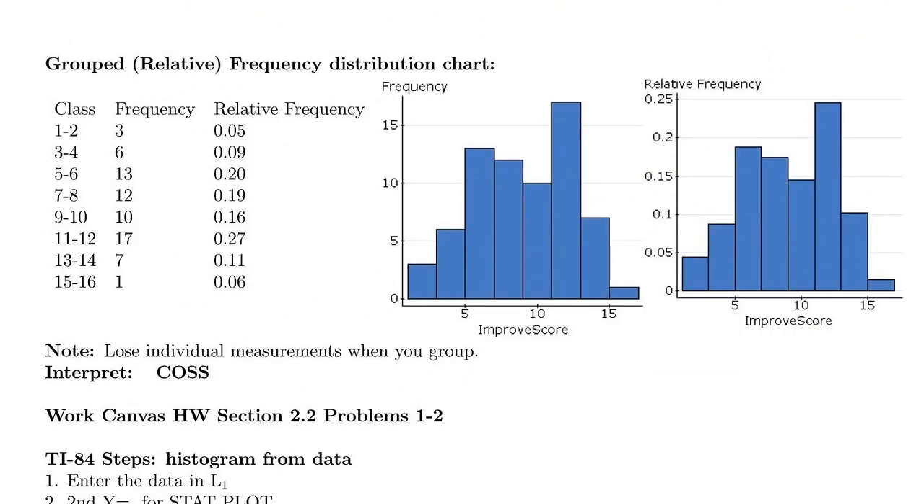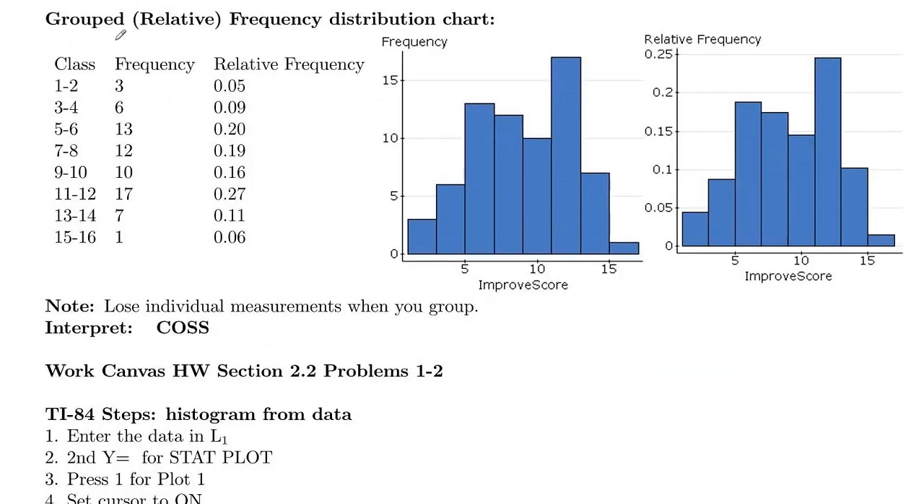Sometimes we want to group the data. So when we group it, we can have a grouped frequency distribution or a grouped relative frequency distribution. That's the chart. So here I grouped scores of 1 to 2, 3 to 4, 5 to 6, 7 to 8, 9 to 10, 11 to 12, 13, 14, 15, 16. So I count up all the 1s and 2s, there were 3 of them, all the 3s and 4s, there were 6 of them, and so on. Still a total of 64 here.